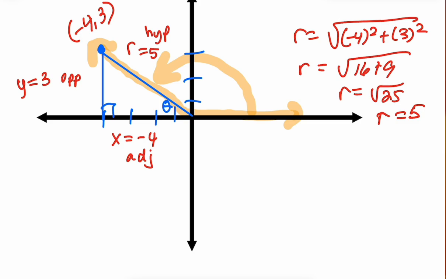Now that we've gotten that, it's just a SOHCAHTOA problem from here, except for the very first time, we may have some positive or negative values. So we know that the sine is opposite over hypotenuse, which would be y over r. Opposite over hypotenuse in this case would be 3/5.